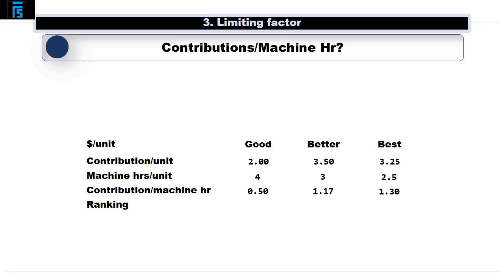Based on these figures, we can now see that the product that makes the best use of the available machine hours is the best, so we will want to make as many of these as we can before moving on to making betters, which generate the next best contribution per machine hour, and then finally we can use up any remaining hours making goods, which generate the lowest contribution per machine hour.